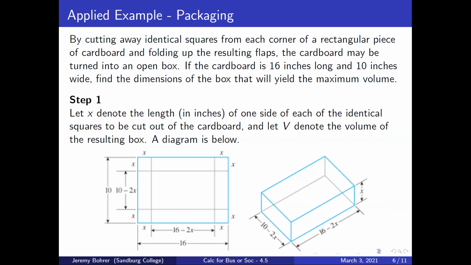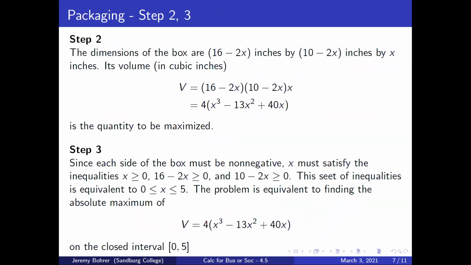Let x denote the length in inches of one side of each of the identical squares to be cut out of the cardboard, and let V denote the volume of the resulting box. A diagram is below. The dimensions of the box are 16 minus 2x inches by 10 minus 2x inches by x inches. Its volume in cubic inches is V equals (16 minus 2x) times (10 minus 2x) times x, which is equal to 4 times x cubed minus 13x squared plus 40x. And this volume is the quantity to be maximized.